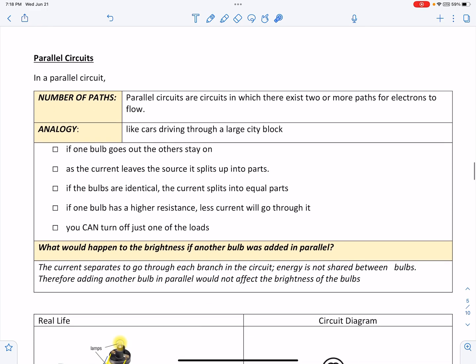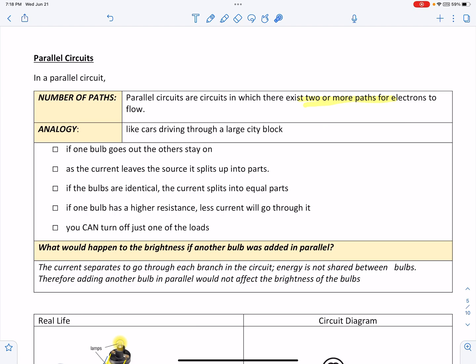Now let's take a look at the second type of circuit, a parallel circuit. Parallel circuits are circuits in which there exist 2 or more paths for electrons to flow. It's like cars driving through a large city block, where a car can turn down one street or continue straight and turn down another street. So there's more than one path for the cars to flow through.